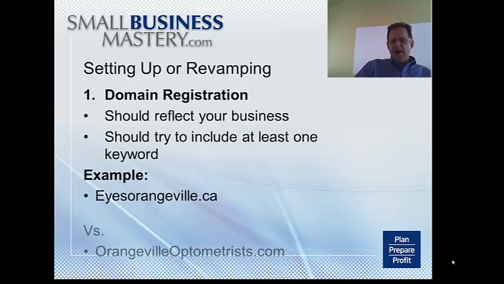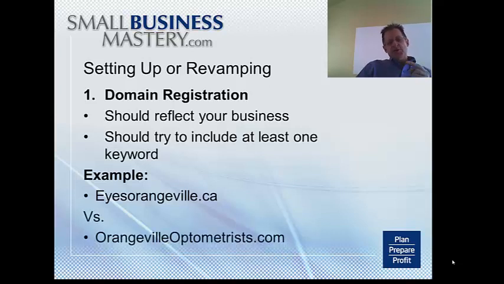So the strategy we tried is we set up 2 domains to compete against each other for a very short period of time. We knew that optometrist was the highest used keyword. We set up a mirrored site, Orangeville Optometrist, to go against Eyes Orangeville, and within a very short period of time we were able to move the Orangeville Optometrist to the first page of Google, where it has remained since. So there's a reason for changing the domain.